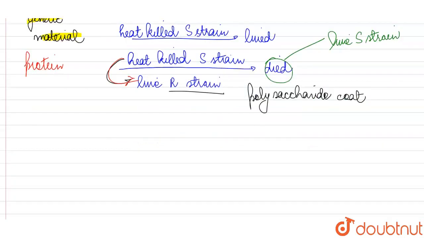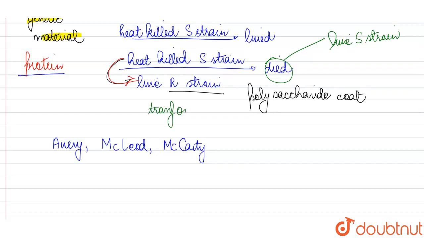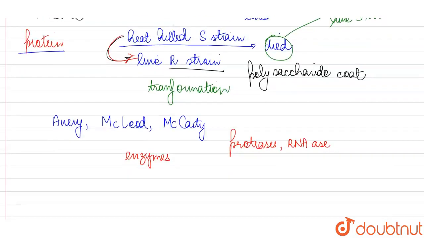So what they did was, there were three scientists, Avery, MacLeod, and McCarty, who carried out experiments to determine the chemical nature of the transforming principle, which was responsible for the transformation of the R strain bacteria in the final step of Griffith's experiment. So what they did here was, they used some enzymes. First of all, they took proteases, which were responsible for digestion of proteins, and then they also took RNases, which are responsible for the breakdown of RNA.